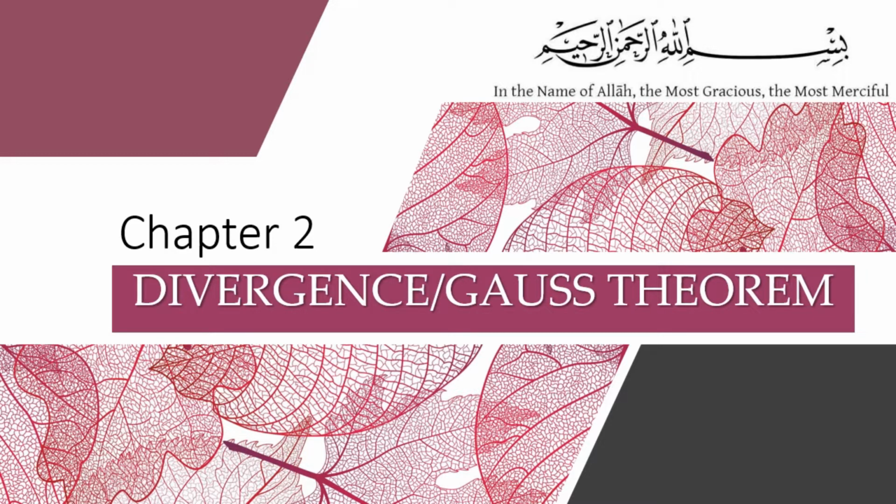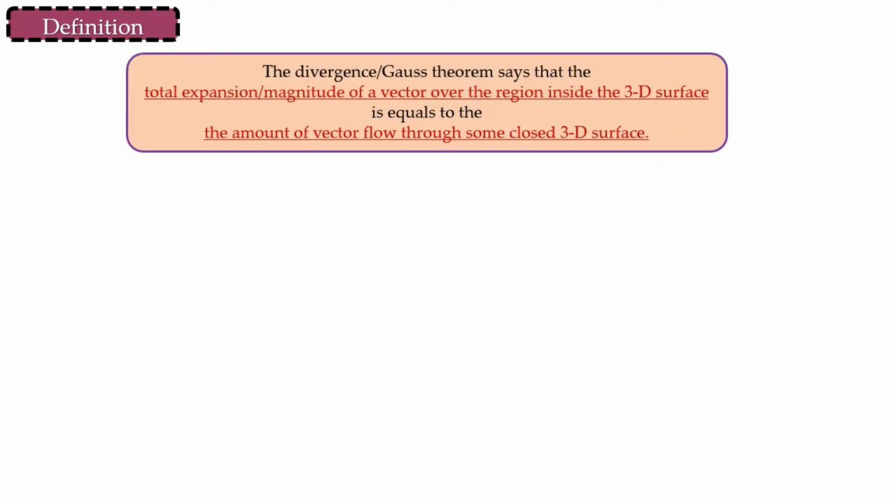Okay, this is the final subtopic for chapter 2, which is divergence, also known as Gauss theorem. Alright, let us start with the definition. Gauss theorem, or the divergence theorem, says that the total expansion or magnitude of a vector over the region inside the three-dimensional surface is equal to the amount of a vector flow through some closed three-dimensional surface.